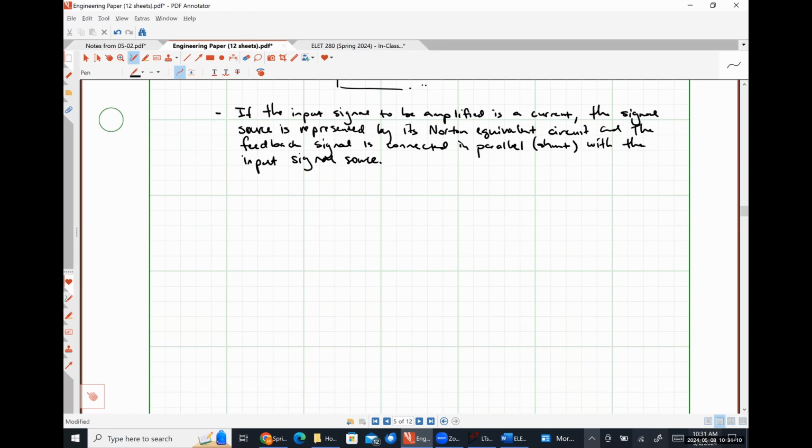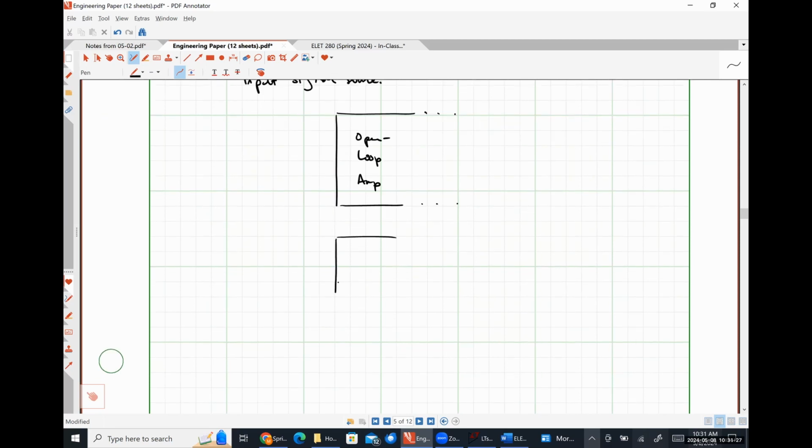Let me just draw that really quickly. Here's our open loop amplifier. Down here will be our feedback network. Let's put our current source over here on the left-hand side.